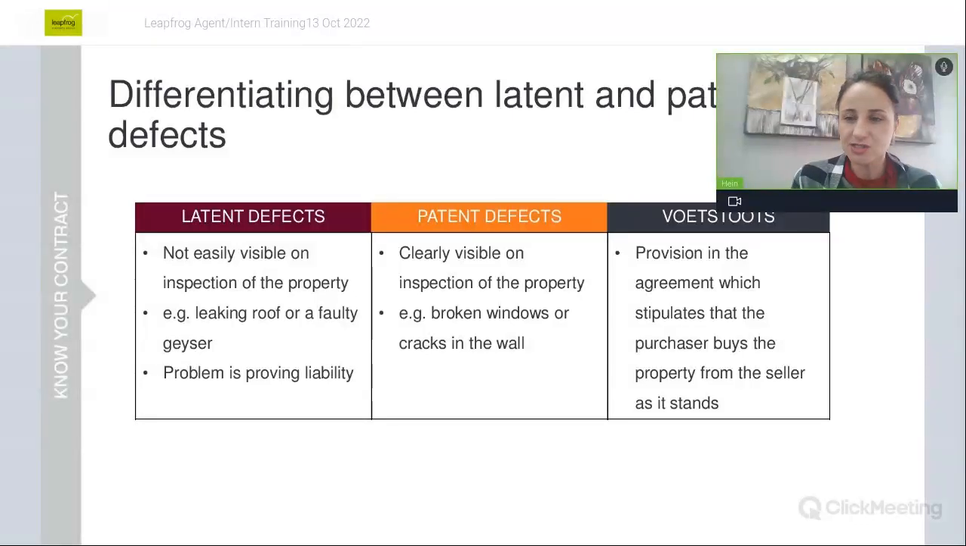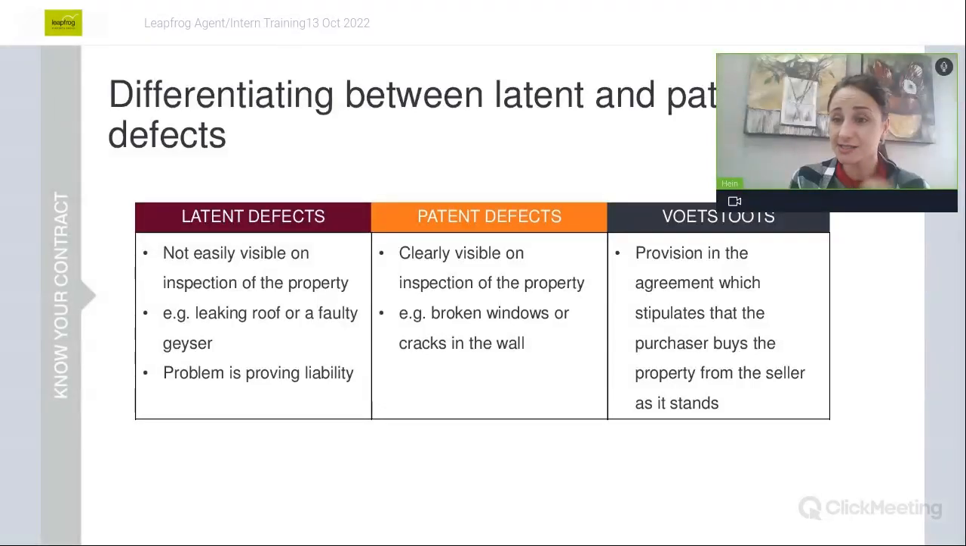Latent is anything that's not easily seeable. It's not something that's easily visible. So if your buyer is at a property, carrying out a reasonable inspection, the buyer would not know there's a problem. An example would be a roof that was leaking and it was recently fixed and painted over, or it wasn't fixed and painted over. That also happens.